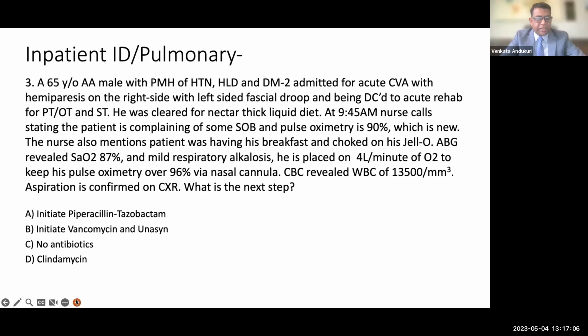A, initiate Pip-Tazo. B, initiate vancomycin in unison. C, no antibiotics. And D, clindamycin.